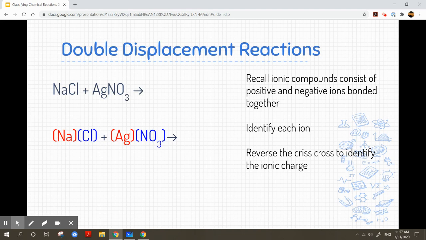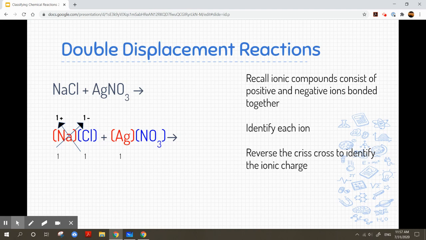So I've identified the ions. Sodium is in group 1. Chloride is in group 17 and always has a 1 minus charge. We can see they're in a 1-to-1 ratio, so when I reverse the crisscross, I see that makes sense. Sodium has a 1 plus charge, and the chloride ion has a 1 minus charge.